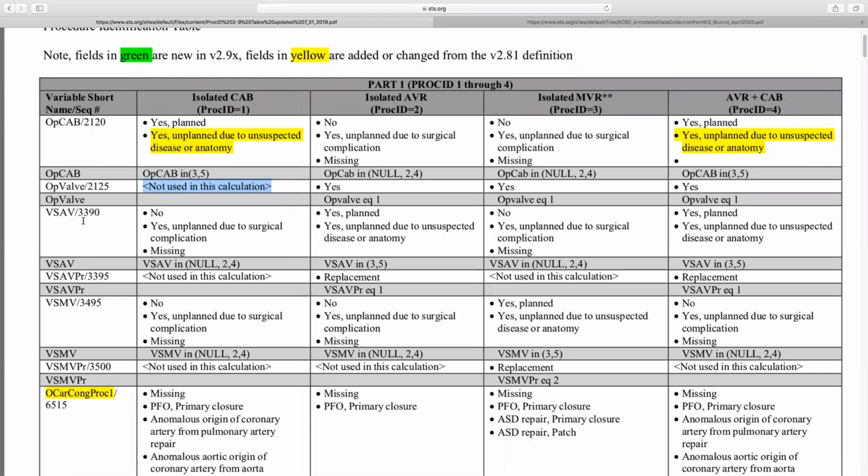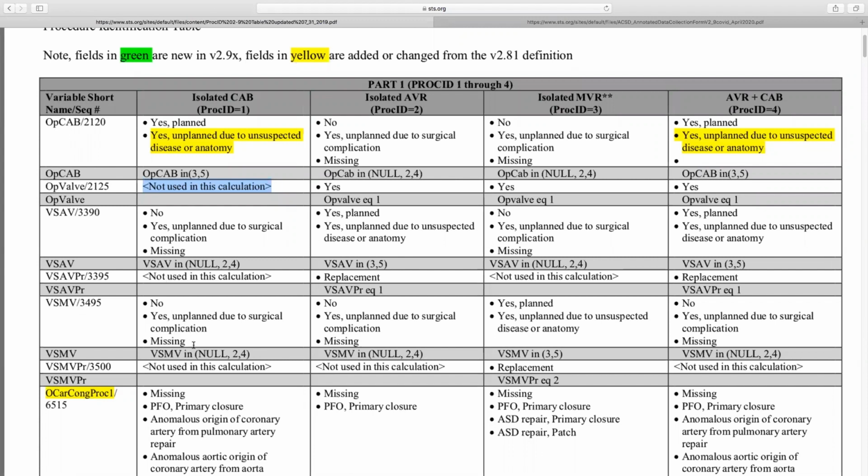So for surgical aortic valve, we have VSAV. The choices that would keep this case in the isolated CABG case for this short name and sequence number are no, yes, unplanned due to surgical complication, or missing. So say that they took the patient to surgery for a planned isolated CABG procedure. Something ended up happening to the valve that was considered to be a surgical complication of that coronary artery bypass. It stays in the isolated CABG case and gets assessed and analyzed with all other isolated CABG cases.